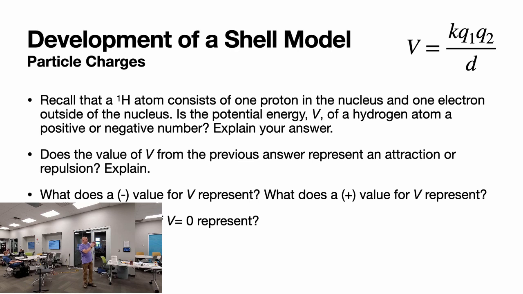Whoa, time out. You have a positive and you have a negative. They're repelling? No, wait. So they are attracted to each other. But here's the key. V is negative, right? You have a positive value for the proton. You have a negative value for the charge of the electron. You guys know what opposites do? They attract.